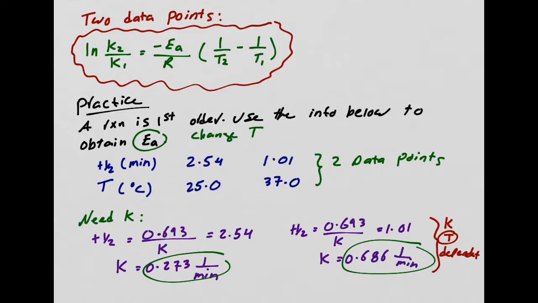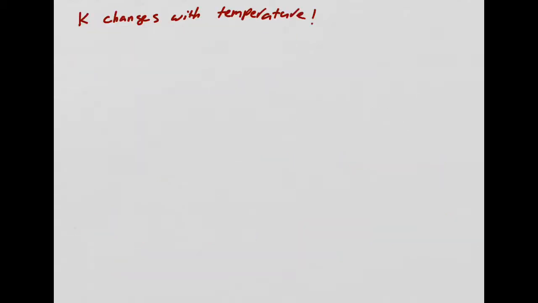Okay, so now I have everything I need to plug into my equation. And my equation is ln of K2 over K1 equals negative activation energy over R times (1/T2 minus 1/T1). Okay? Now, here's what I need you to realize.